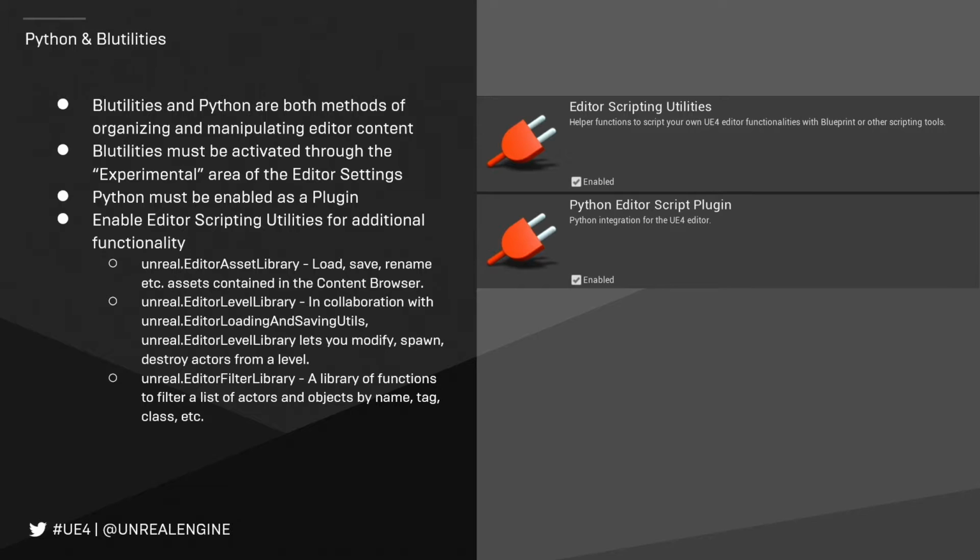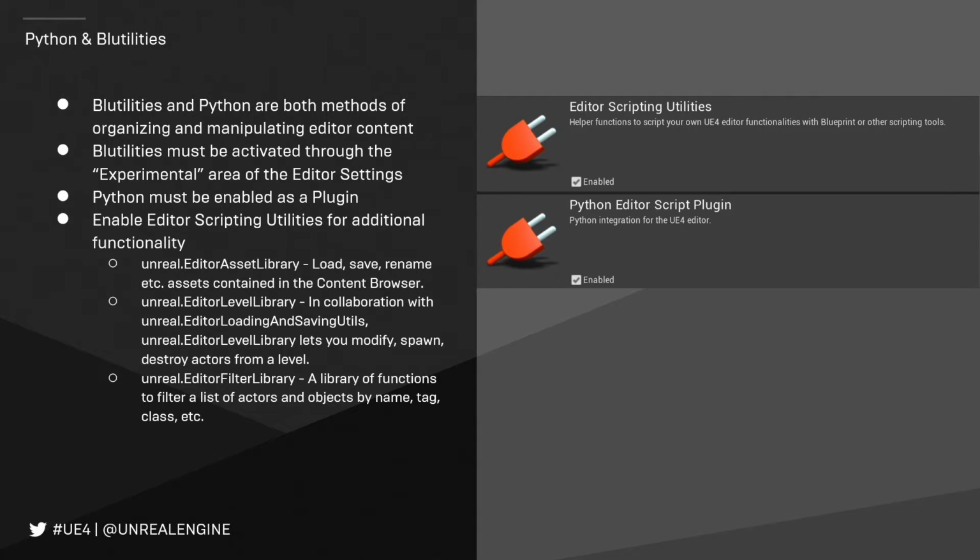Now, editor scripting utilities enables a lot more functionality in Blueprints that most people are unaware of. It lets you load, save, rename assets in the content browser. So instead of modifying the game, we can modify the editor itself. It also opens up various utilities for saving, loading, and looking at level libraries, as well as editor functionality for filtering information that's usually only in the editor.